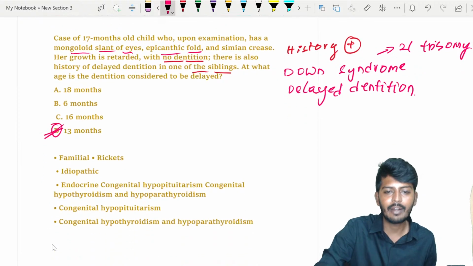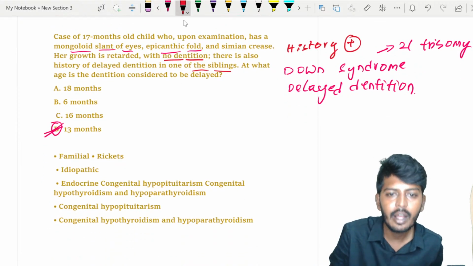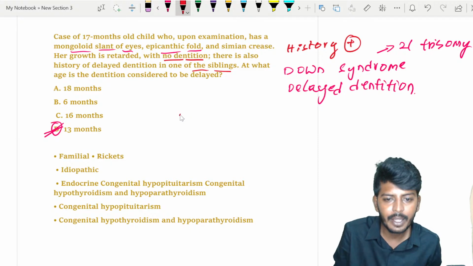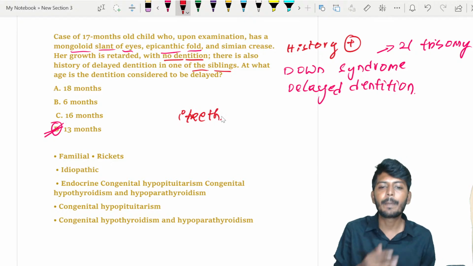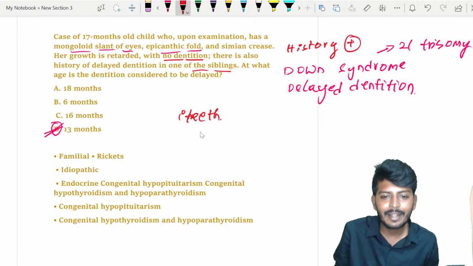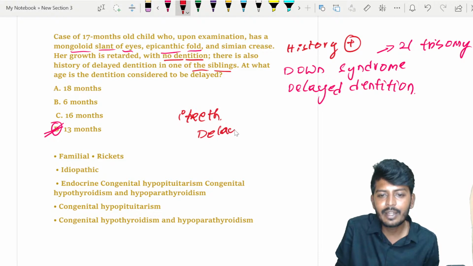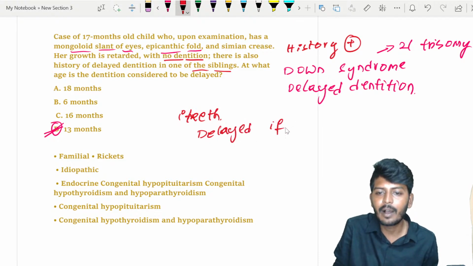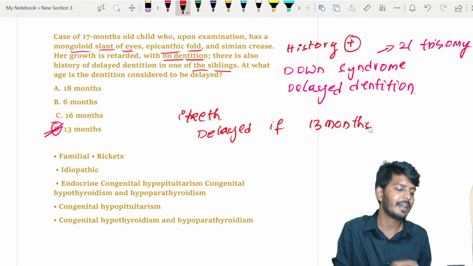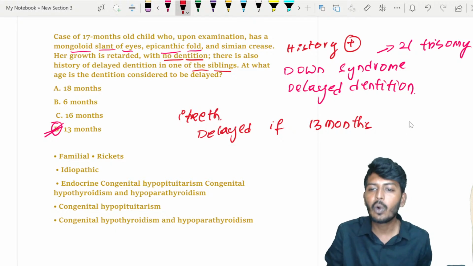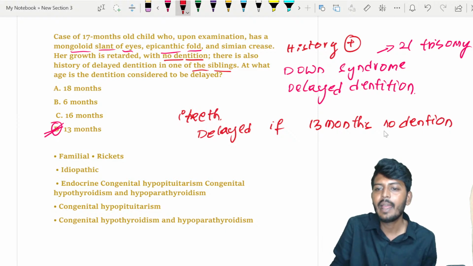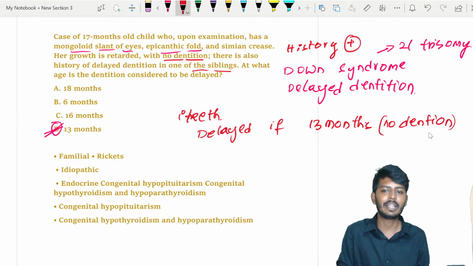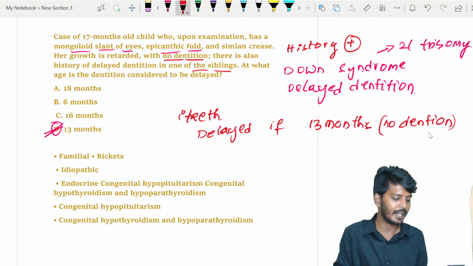Please listen to me. We have something called primary teeth. Primary teeth dentition is considered delayed if it is 13 months. If the age is 13 months and there is no dentition, then it is considered to be delayed dentition. So if there is no dentition, we will consider it delayed.